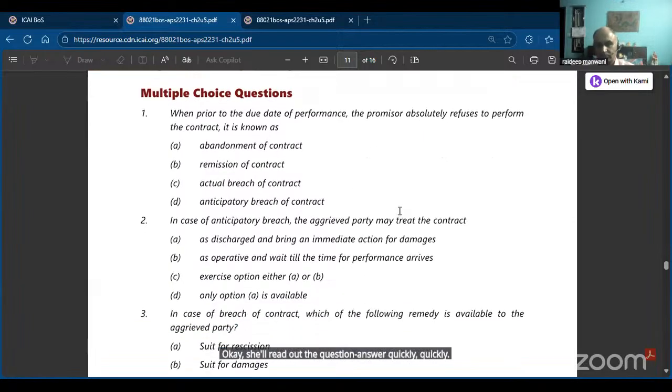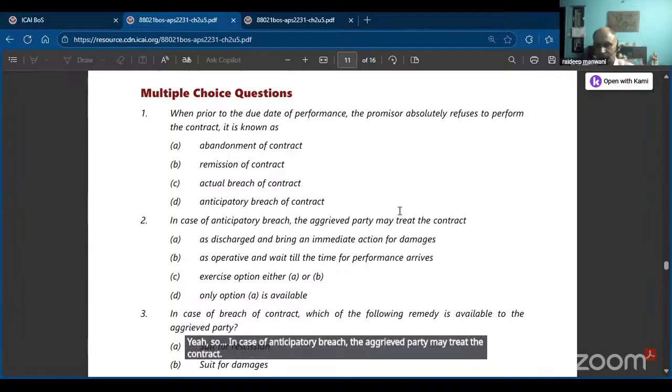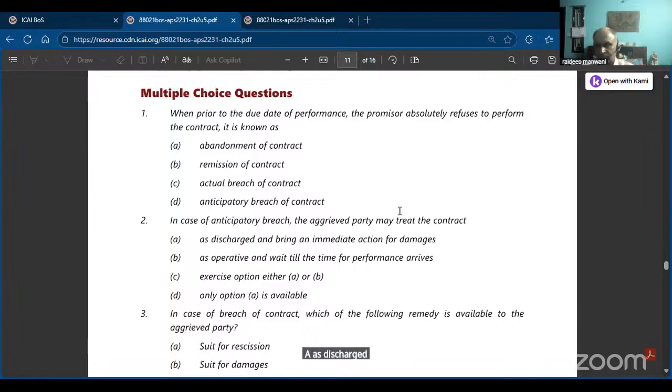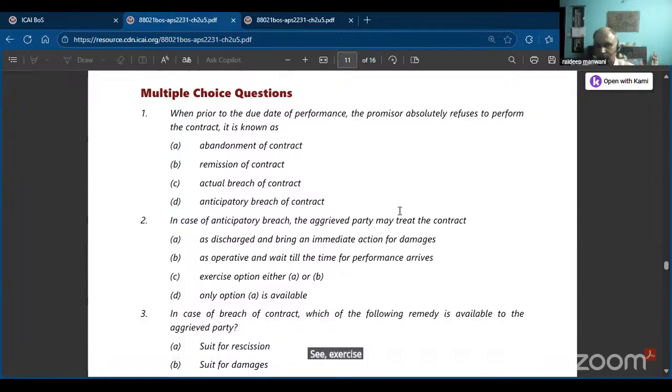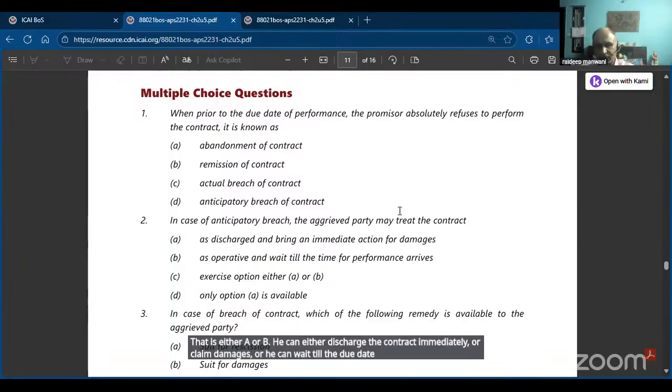In case of anticipatory breach, the aggrieved party may treat the contract A. as discharged and bring an immediate action for damages, B. as operative and wait till the time of performance arrives, C. exercise option either A or B, D. only option A is available. Sir, I think option C, that is either A or B. He can either discharge the contract immediately and claim damages, or he can wait till the due date. Very good, the answer is correct.